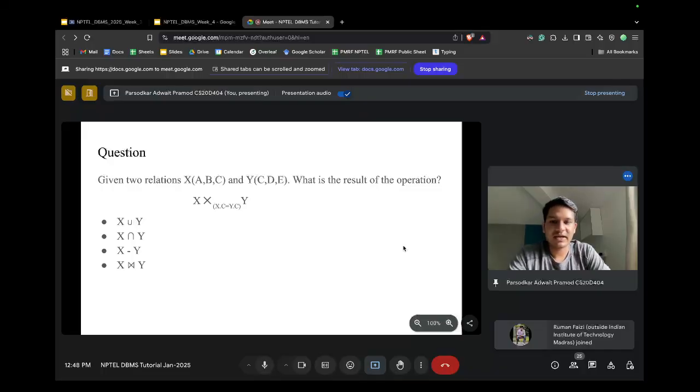You're given two relations x and y. X has three attributes, namely a, b, c, and y also has three attributes, c, d, e. We notice that x and y have a common attribute, which is c. The question is, what is the result of the operation wherein you join x with y such that x dot c is equal to y dot c? The first option is x union y. The second is x intersection y. The third option is x minus y. And the fourth option is x natural join y.